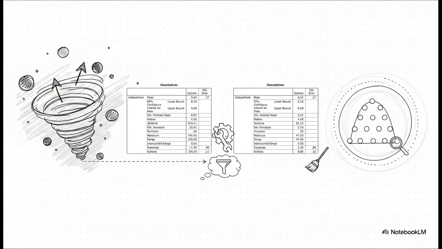And this is the payoff. Look at this. On the left, you see our brand new total partners variable. The average, or the mean, is 9.04. But wait, after we do a little data cleaning and get rid of a few extreme outliers, people reporting 50-plus partners, look at the table on the right. The mean drops all the way down to a much more believable 6.34.